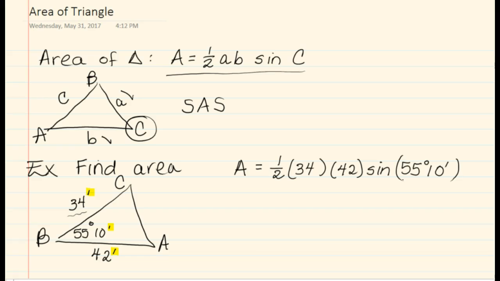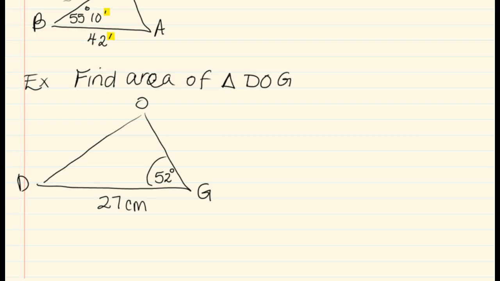From here, you can put all of this into your calculator written just like this, and you will find your area is equal to 586, approximately, rounding to the nearest square foot. And remember, our units are going to be square feet. So let's try another example.